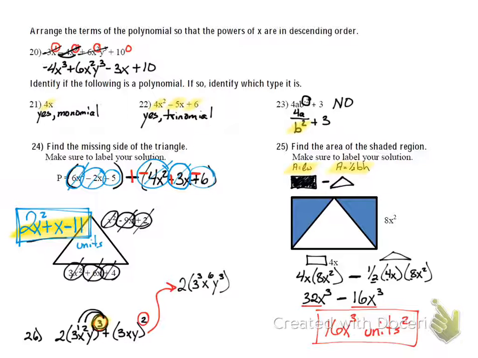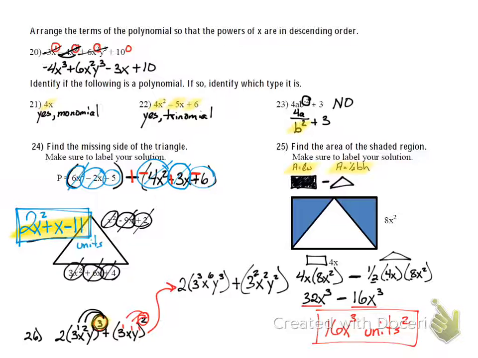And then we have, next to that, plus. And again, here, you're going to take this exponent of 2 and multiply it by all of these 1s inside there. So we're going to have parentheses 3 squared, x squared, y squared.